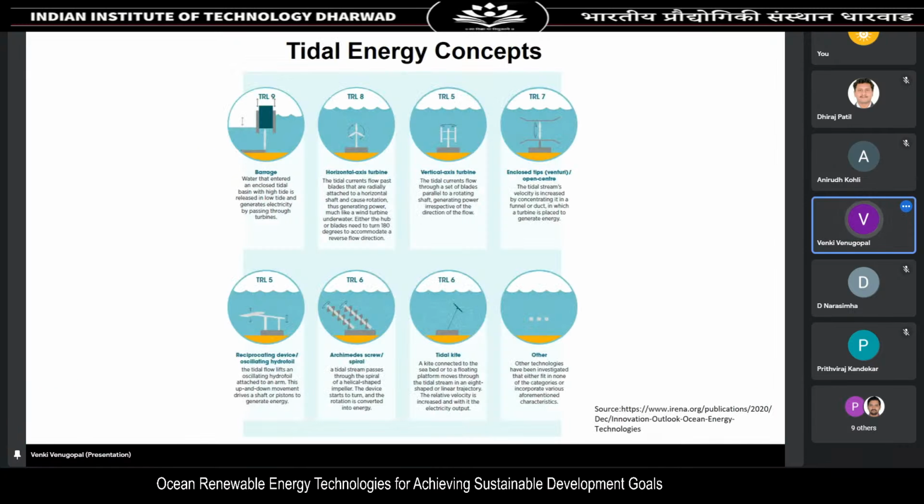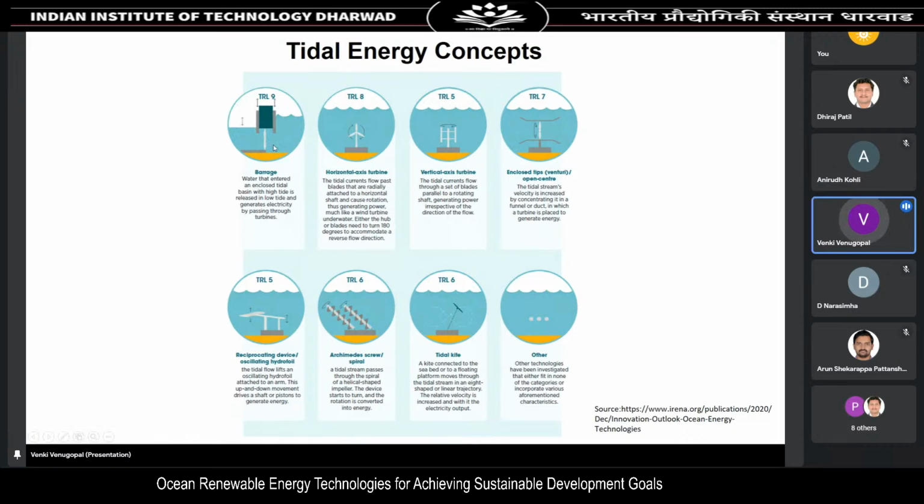I'd like to quickly introduce you. I'm not sure how many of you are familiar with wave, tidal and offshore wind technologies, but I'm assuming that you have some understanding. With that, I'm just going to quickly tell you the concepts that have been developed so far. If you look at the tidal energy concepts, we have a barrage type, which is what we tried to investigate in India, the Gulf of Kutch, the Gulf of Khambhat and also the Sundarbans area. We tried to look at a barrage type system through our research.